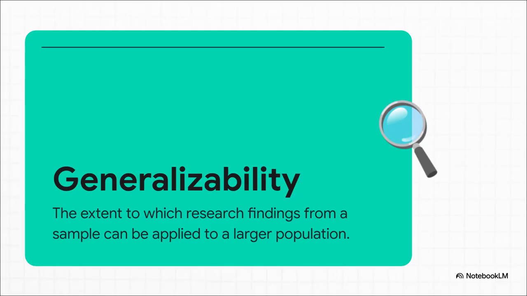Ultimately, this whole thing boils down to a single critical word: generalizability. It's basically asking, how confident are we that what we found in our little experiment can be generalized to the larger population? If you don't have a good representative sample, your generalizability is going to be low, and your results, honestly, might be pretty much useless out in the real world.